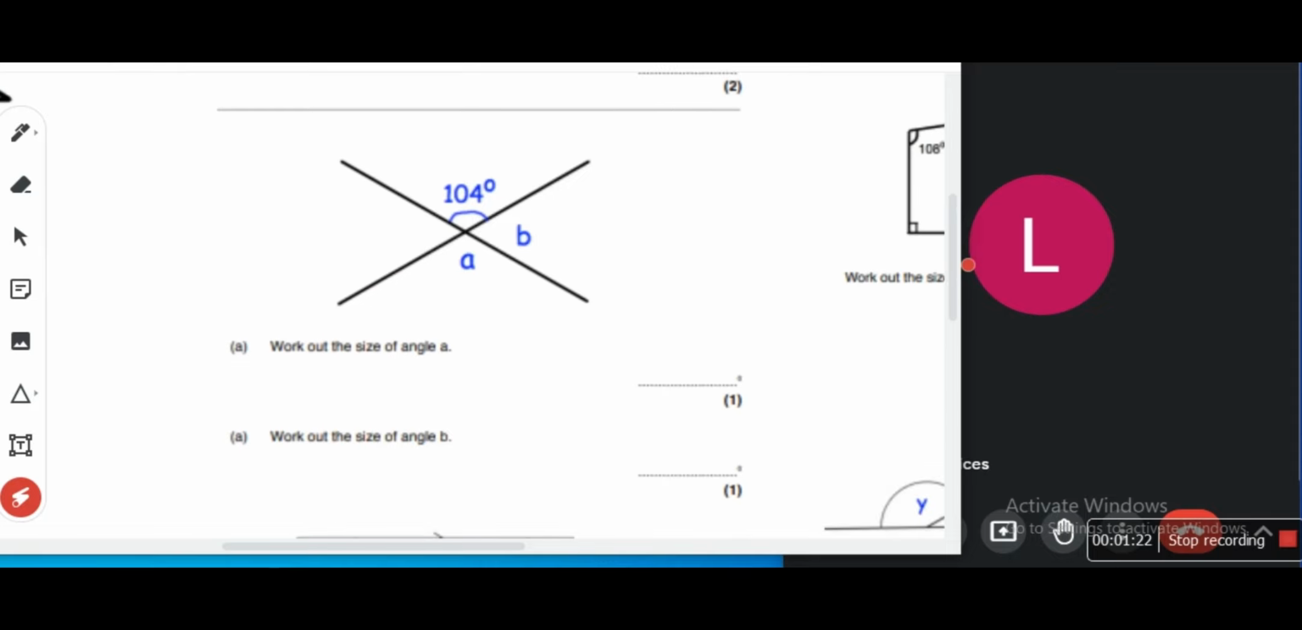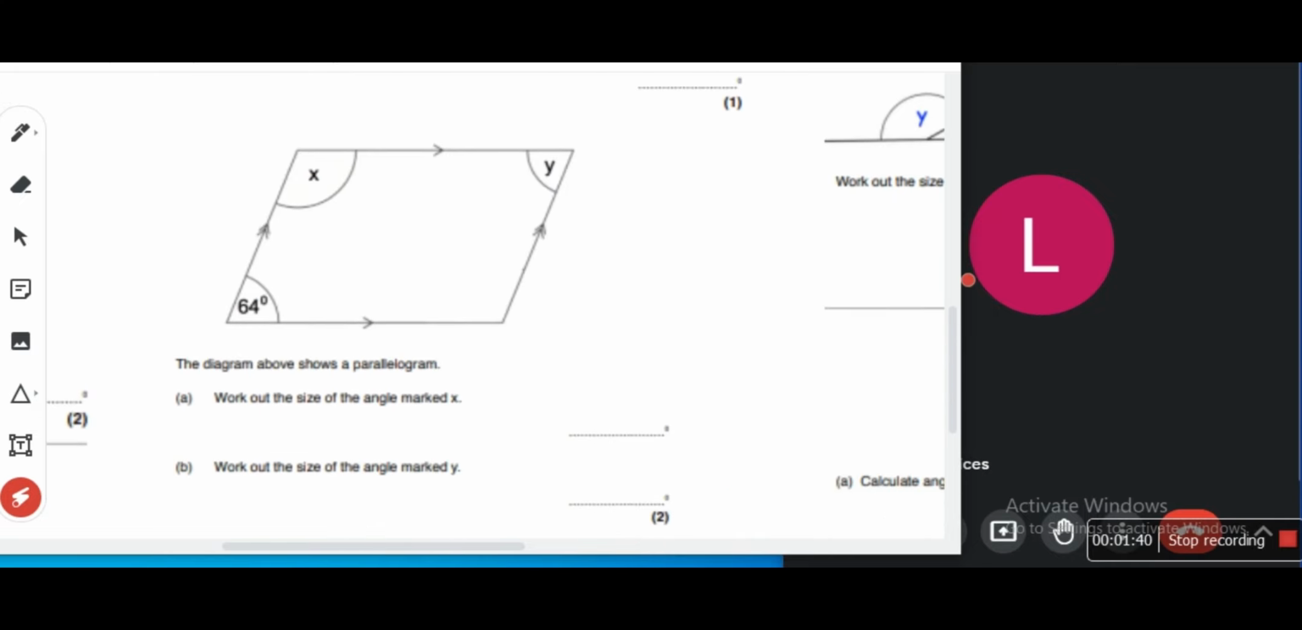Now this one has to do with vertical opposite angles, as you can see. Then you apply angles on a straight line, adjacent angles on a straight line like A and B. So we have to work out the size of the angles at A and B and so on. And then work out the size of the angle at Y. Remember, the angle at X is also equal to the angle at X here.